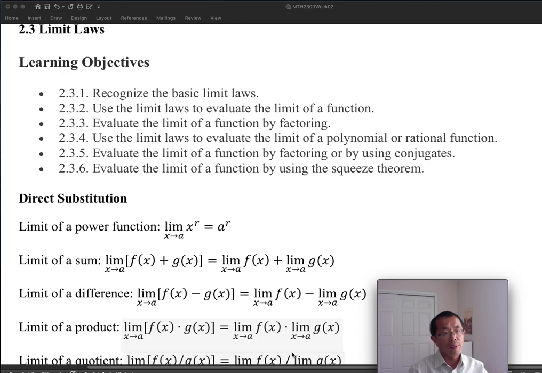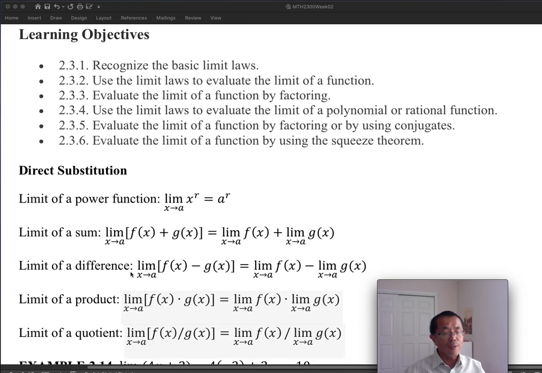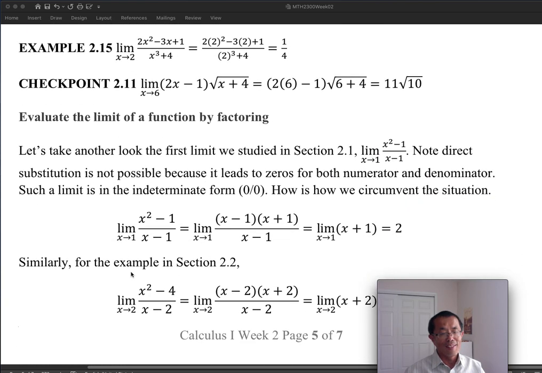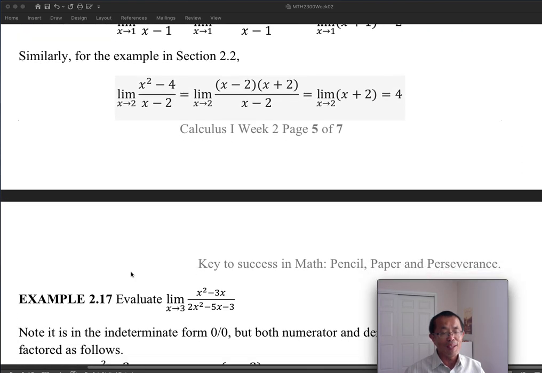Welcome back to Calculus 1. We are in section 2.3. It's about limit laws. According to those limit laws, they do allow us to calculate a limit using the so-called direct substitution. And also, we figured out there are cases where direct substitution cannot be applied.